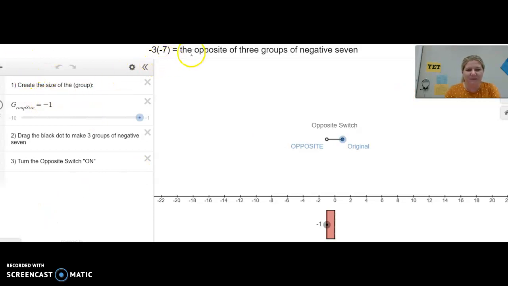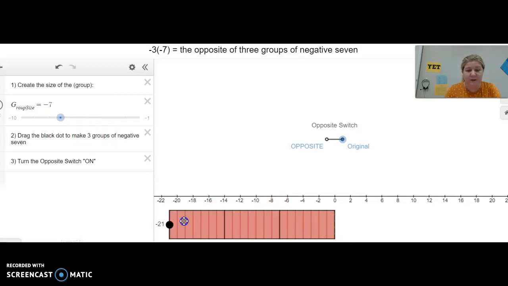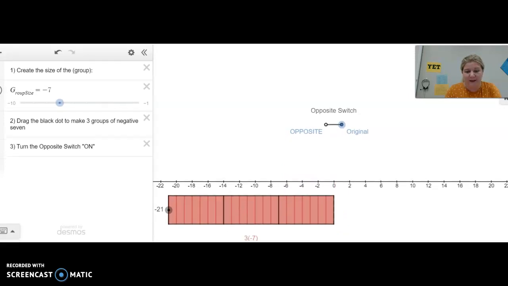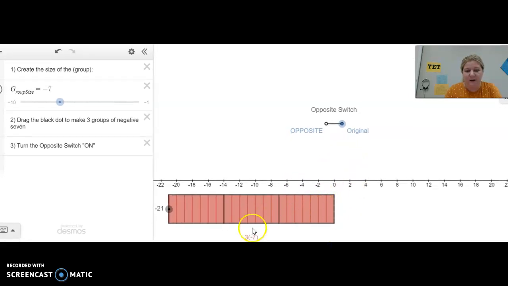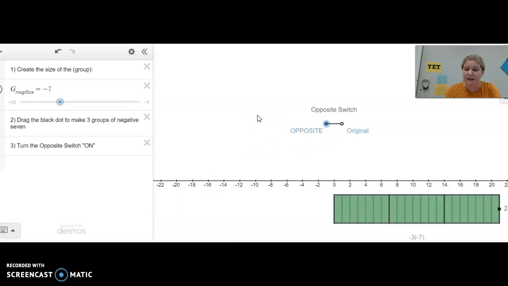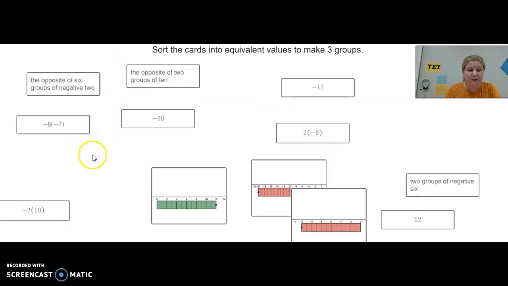Alright, this time we have the opposite of 3 groups of negative 7. So our group size is negative 7. And there's 1 group, 2 groups, 3 groups, but we need the opposite of that. Okay, so now if 3 groups of negative 7 is negative 21, the opposite of that should be 21. And it is. Okay.